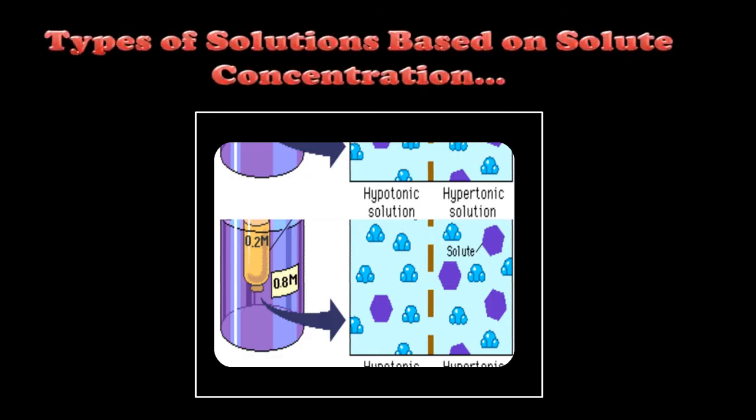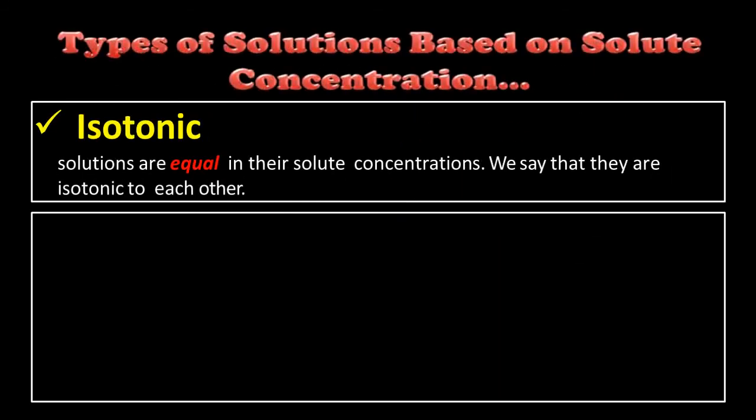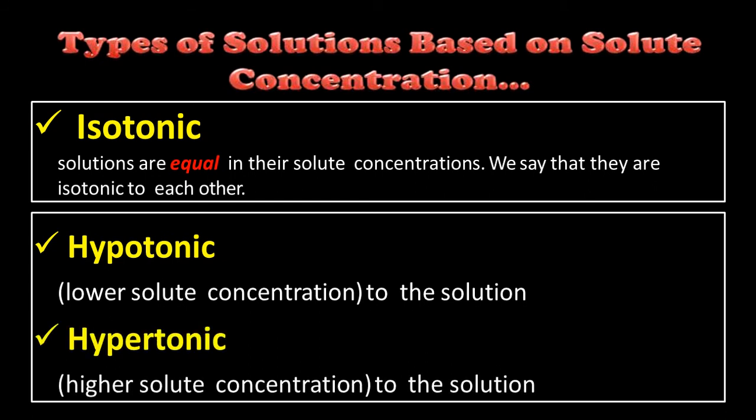Types of solution based on the solute concentration. The first one, isotonic. Isotonic means solutions are equal in their solute concentrations. We say that they are isotonic to each other. Second one, hypotonic: we have lower solute concentration compared to the other solution. And also we have hypertonic, higher solute concentration compared to the other solution.